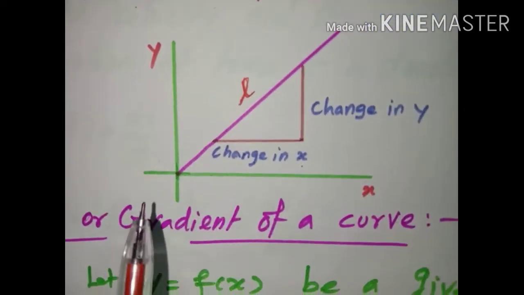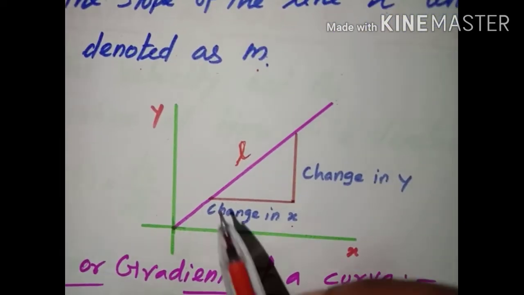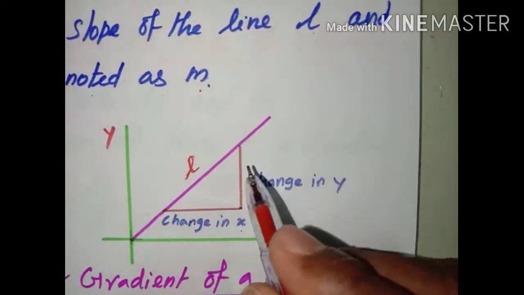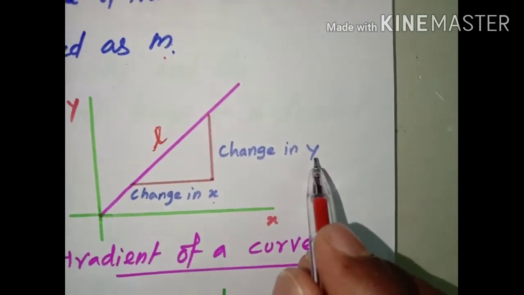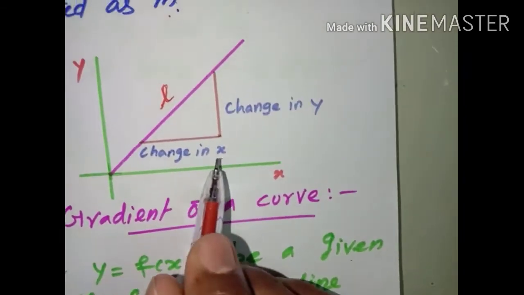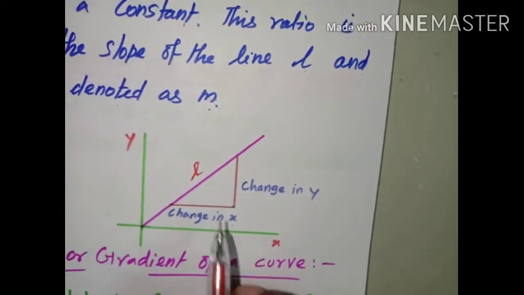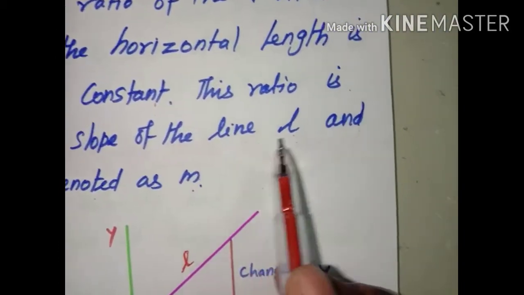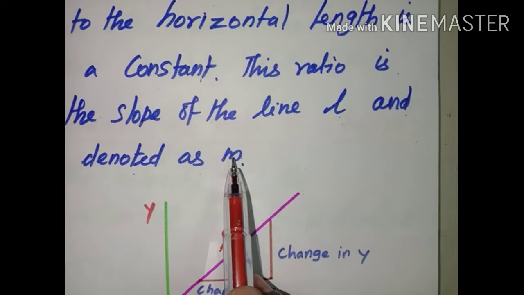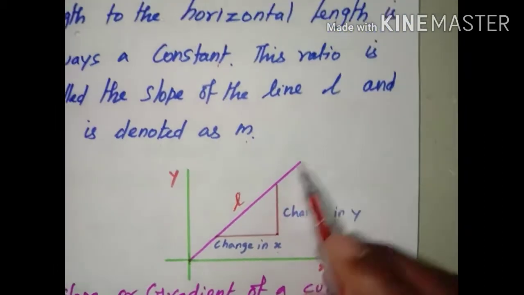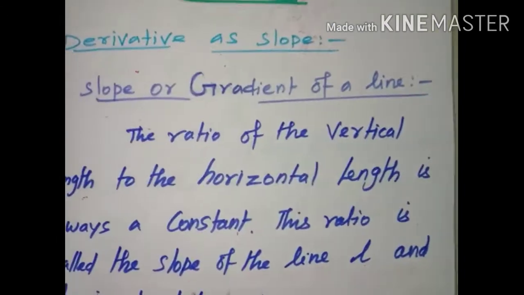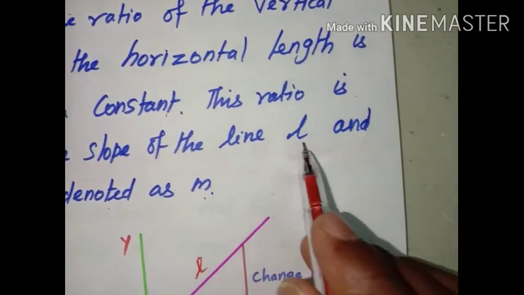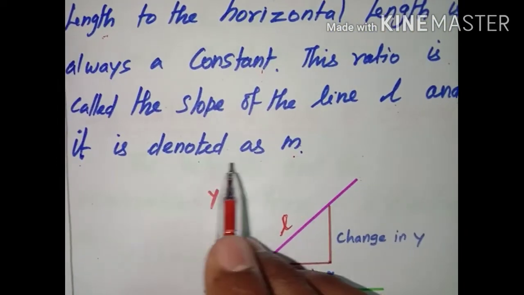See the diagram, x-axis and y-axis. Draw the non-vertical line, the vertical line is the change in y and the horizontal line is the change in x. Now this ratio is called the slope of the line L and is denoted as m. The non-vertical line is L, and the ratio is called the slope of the line L, denoted as m.